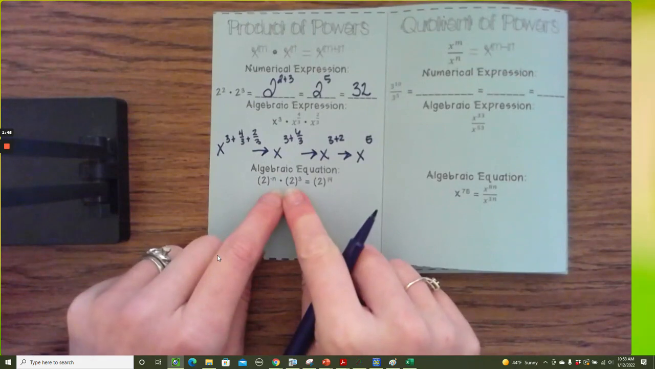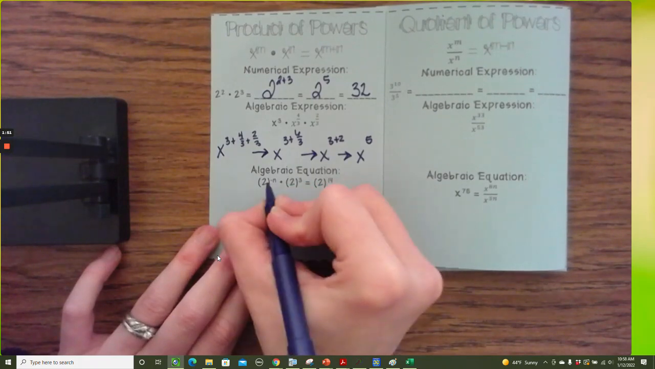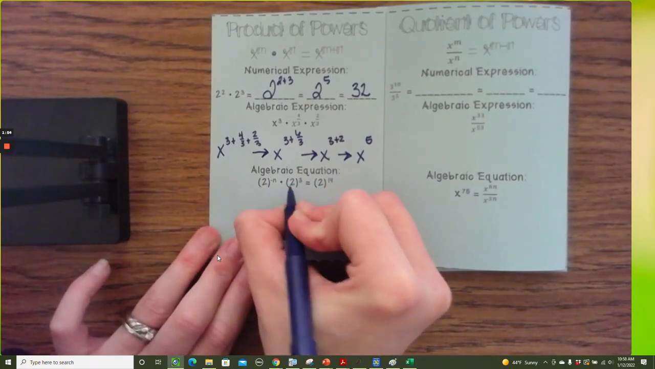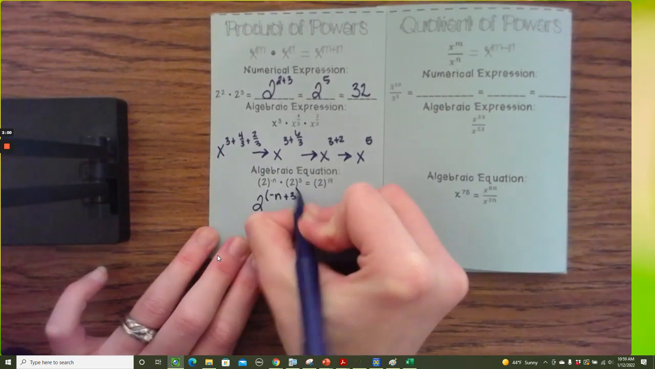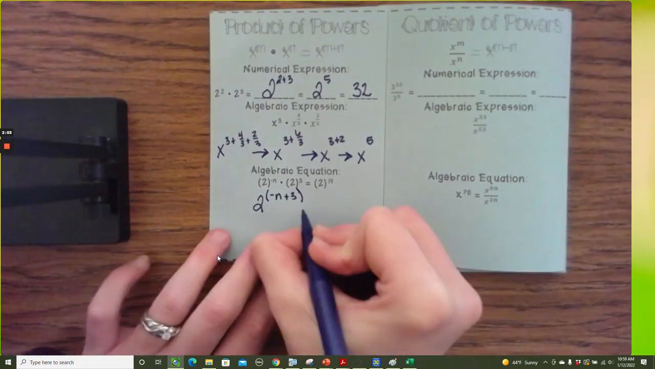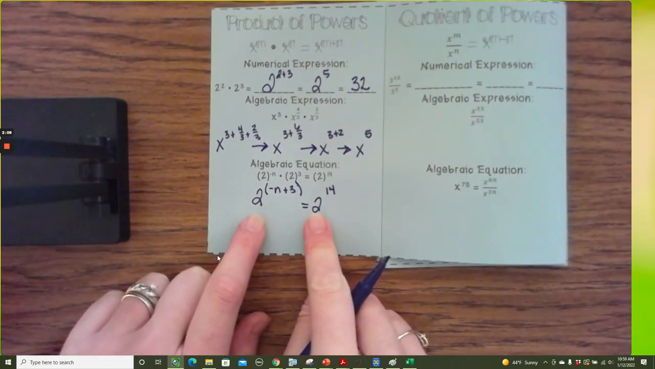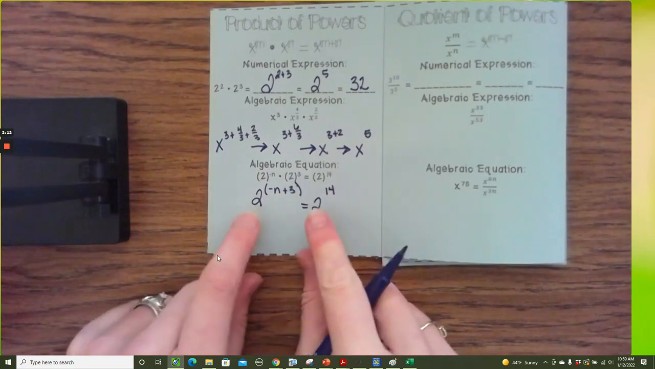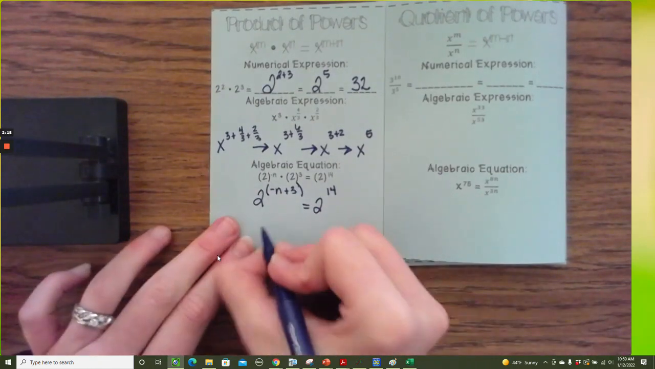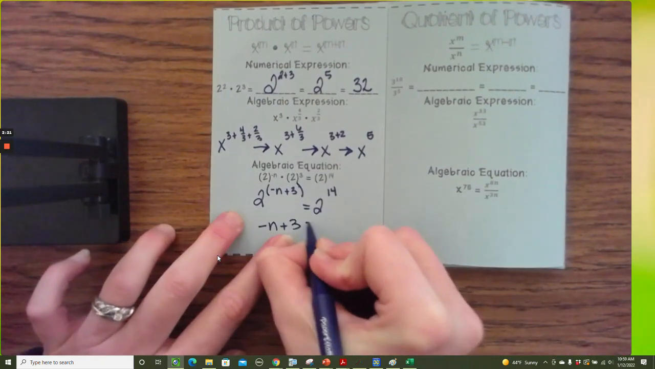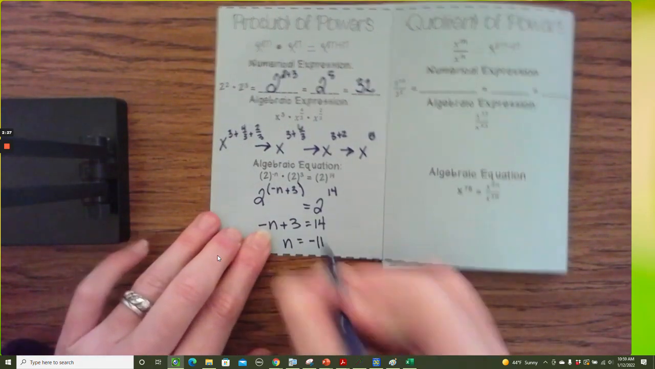And then if we have an algebraic, maybe we want to solve for one of these. So here, if I simplify this down, 2 to the negative n times 2 to the third is the same as 2 to the negative n plus 3. And that is equal to 2 to the 14th. So when we have these set equal like this, that means this exponent equals this exponent because the bases are the same. Since both the bases are 2's, that means the exponents have to equal each other. So negative n plus 3 equals 14. And if I solve that equation, n is going to equal negative 11.